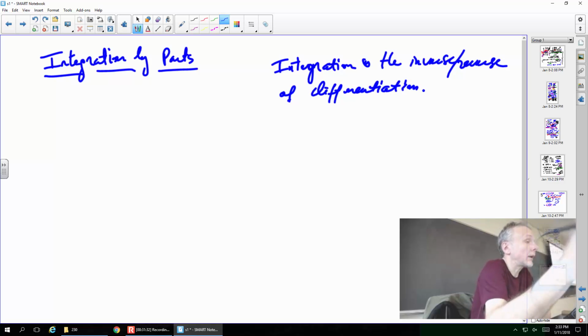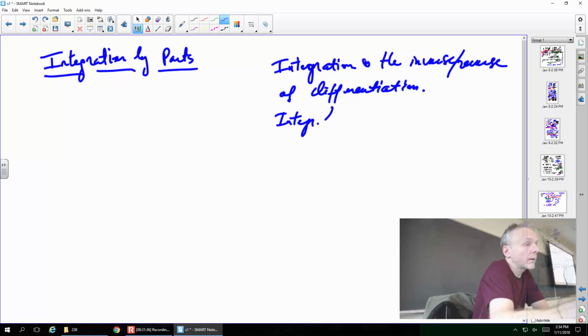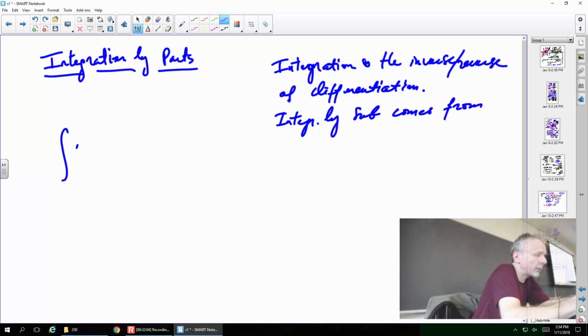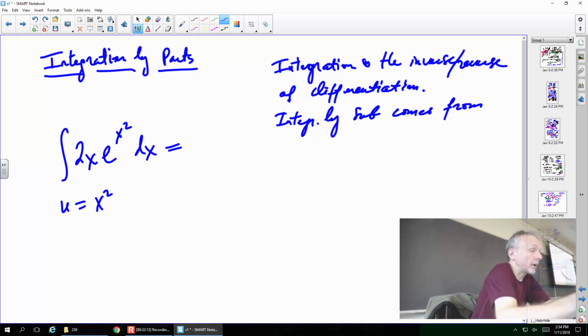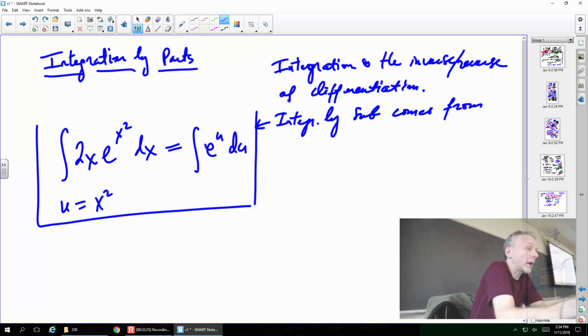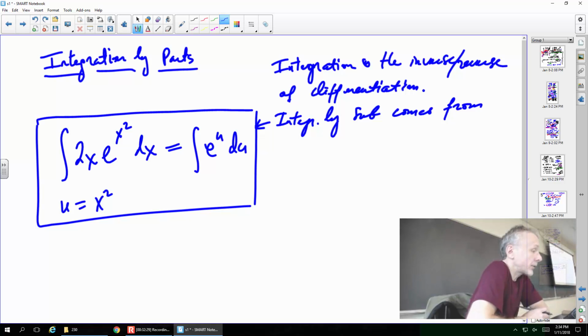And as such, integration by substitution comes from what? So the formula of integration by substitution comes from a certain formula about differentiation. What is it? Let me give you an example, which I've repeated many times. So u is x squared, and this will be what? e^u du. That's an example of integration by substitution, right? And do you see a formula about differentiation that is being used here?